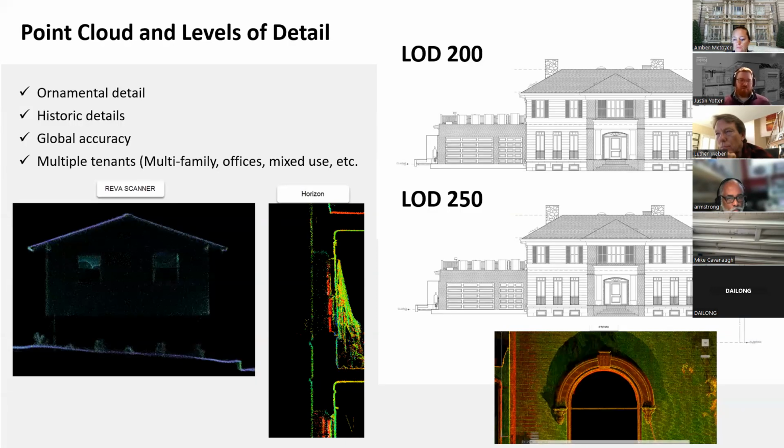All of the above: ornamental detail, historic details, global accuracy, multiple tenants, multifamily, mixed use spaces, all of those might be some reasons that a terrestrial scanner may be a better option. But let's also talk a bit about what that looks like in the various clouds, time on site, and information that we'll need to make an informed decision on your proposal and a path to getting your as-builts.